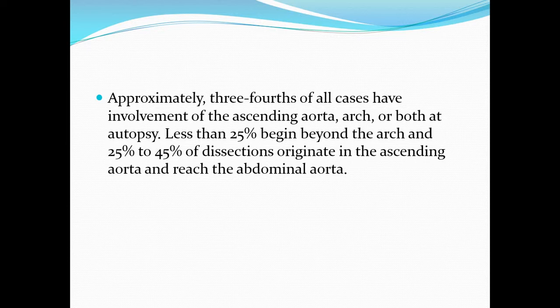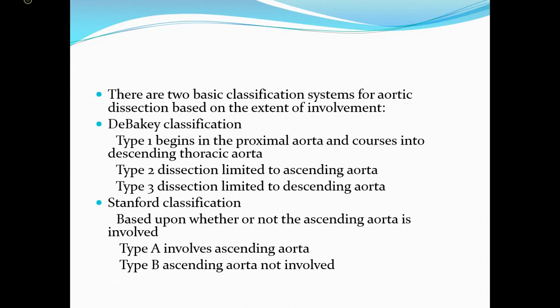Three quarters of all cases have involvement of the ascending aorta, the arch, or both at autopsy, less than 25% being beyond the arch, and 25 to 45% of dissections originate in the ascending aorta and reach the abdominal aorta.